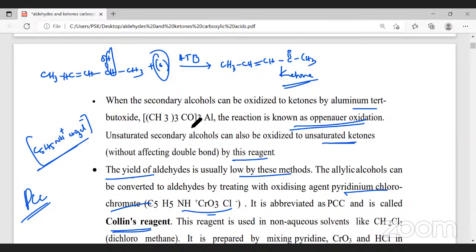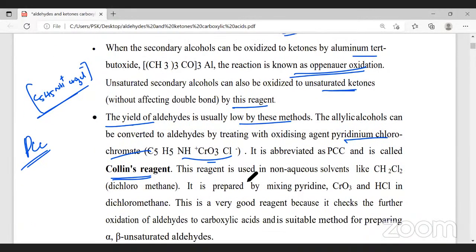The reaction also uses pyridinium chlorochromate, PCC, which is called Collins reagent. This reagent is used in non-aqueous solvents like methylene chloride, dichloride or dichloromethane. It is prepared by mixing pyridine, chromium oxide and HCl in dichloromethane. So this detail is not required. You should remember pyridinium chlorochromate is used as an oxidizing agent in non-aqueous solvent.